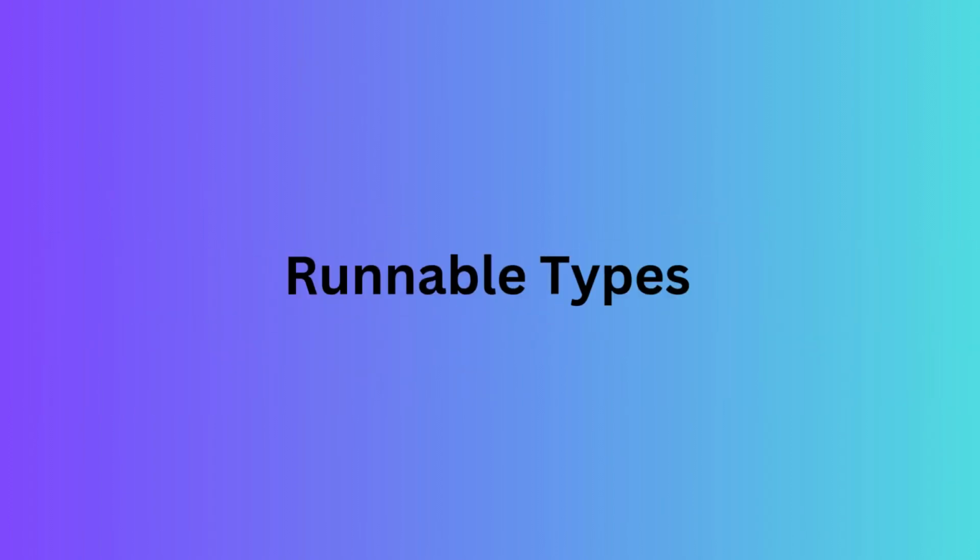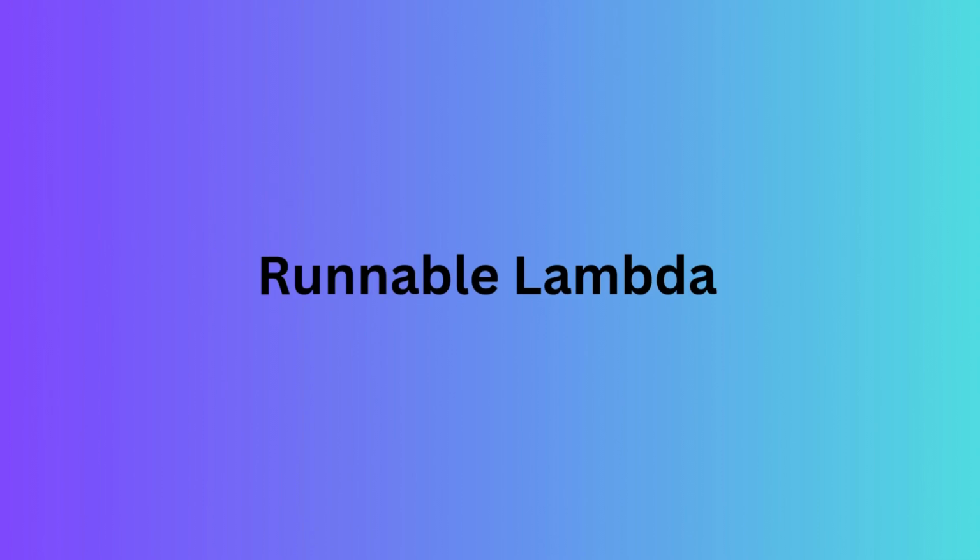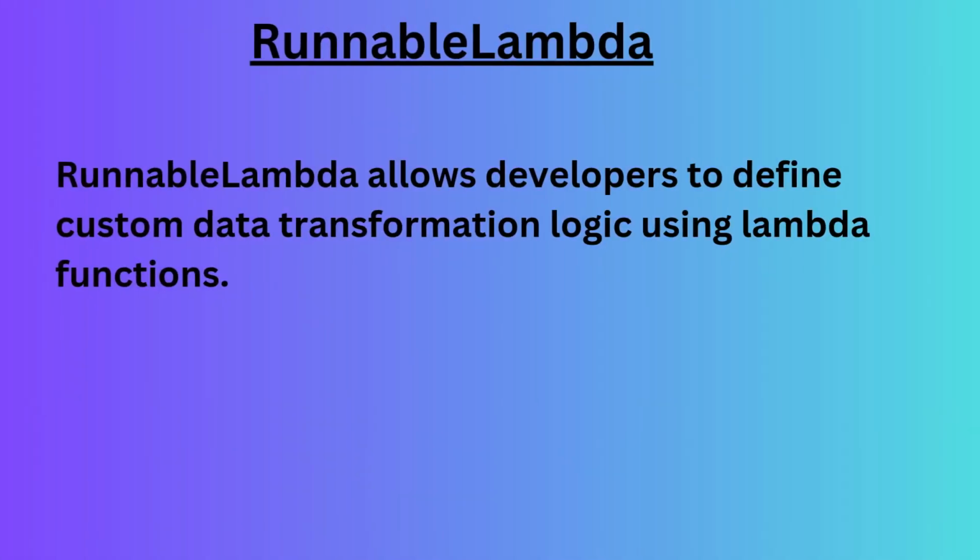Now let's look at the different types of runnables that we have in LangChain. So we have the RunnableLambda, the RunnablePassthrough, RunnableSequence, and the RunnableParallel. We also have more than these; we just listed a few of the different runnable types that we have. So when we are talking about the RunnableLambda, it actually allows developers to define custom data transformation using Lambda function. So before sending data to a chain, we can quickly pre-process our data before we pass it along to the chain. So this is just the work of RunnableLambda.